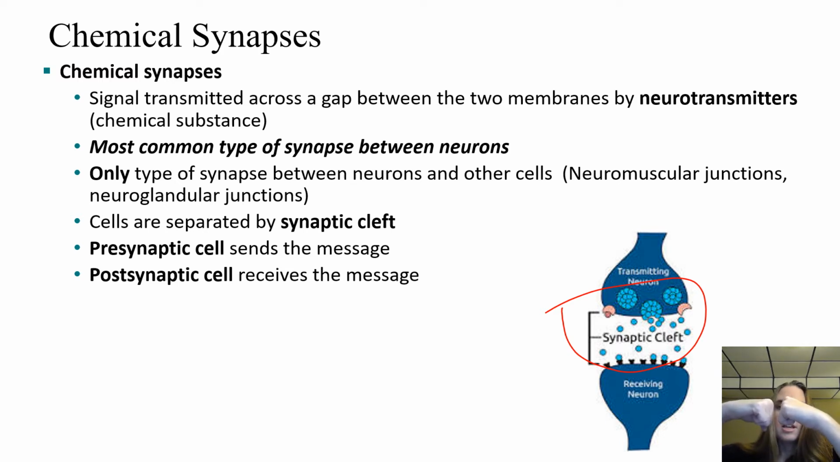So the neurons are in close proximity, but not actually touching. There is a gap between the two, and the neurotransmitter has to cross that gap and reach that second neuron for it to receive the message. And once again, we have the presynaptic cell or neuron sending the message, and then the postsynaptic cell or neuron receiving the message.